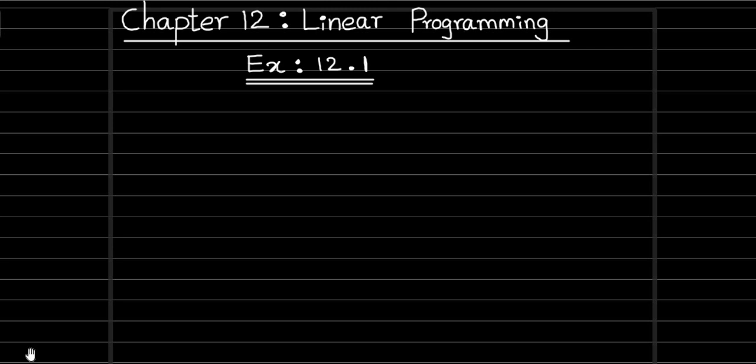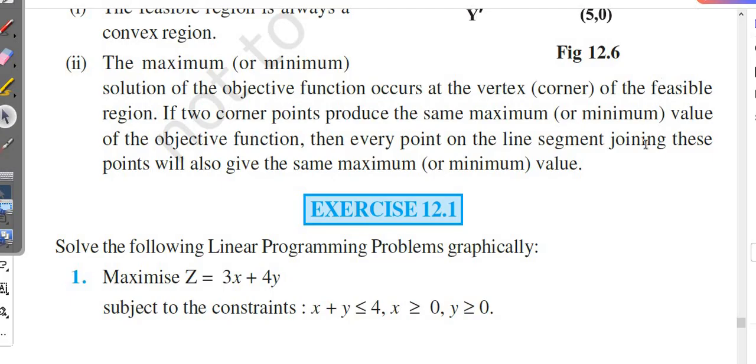In this video, we are going to see for CBSE Maths Grade 12 Standard, Chapter 12 Linear Programming, Exercise 12.1, first sum. So here the question is: solve the following linear programming problems graphically and maximize z equal to 3x plus 4y, subject to the constraints given. Totally we have three inequalities here.